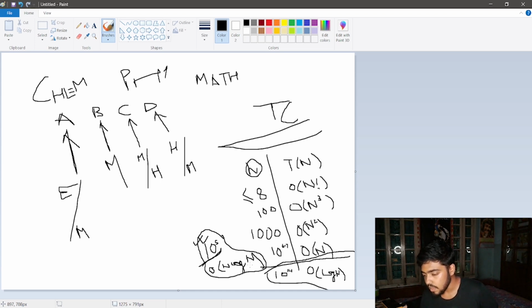Now let's say you have come across a problem which is having 10 to the power 5. You can also go for something which is below that. So if it's big O n log n, you can go for big O log n also. You can also go for big O n, but you can't go for big O n squared or n cubed or n factorial. Okay, so I hope you're getting it, right?